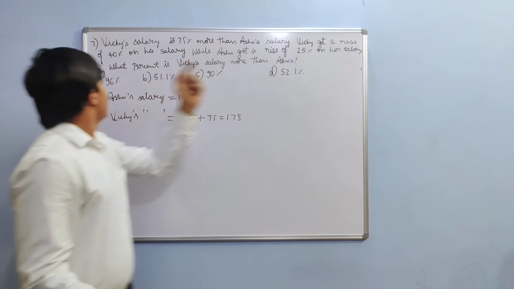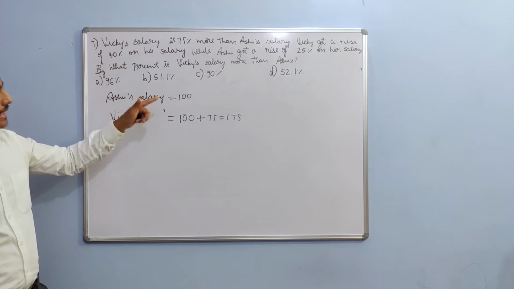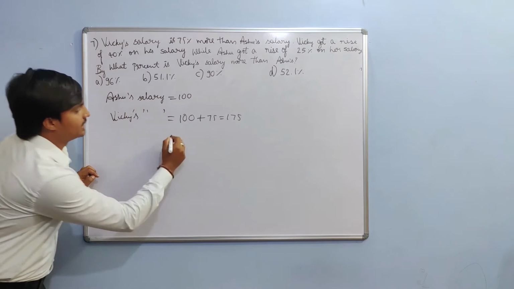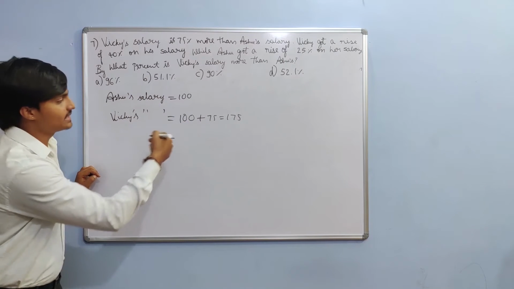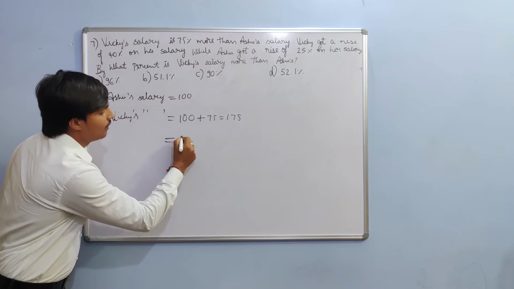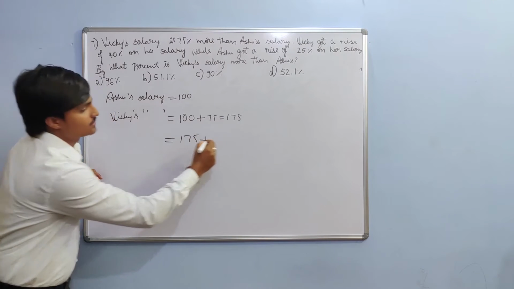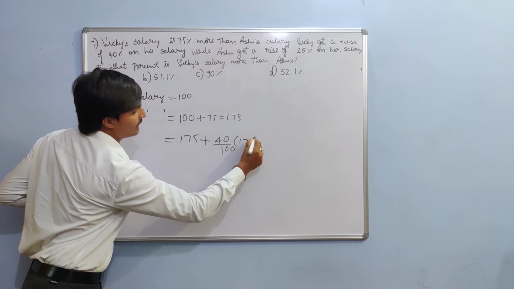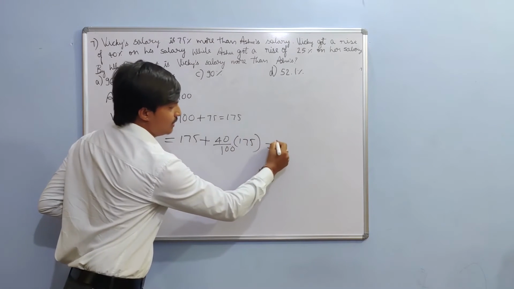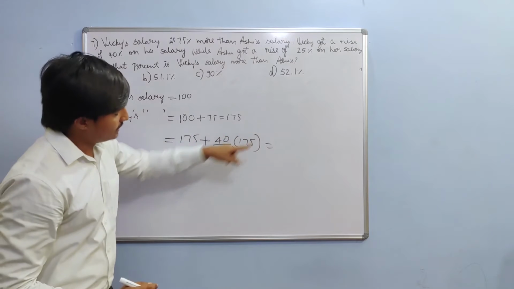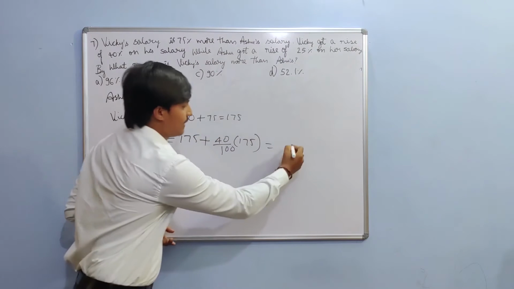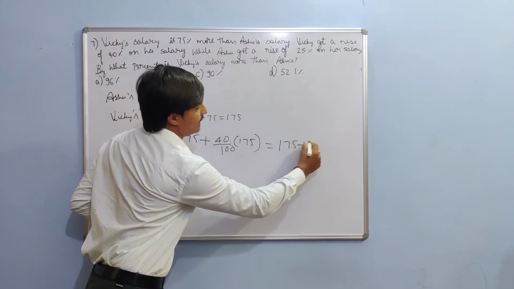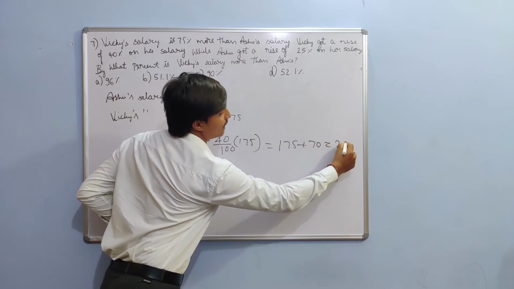Now Vicky got a rise of 40% on his salary. So 40% hike means his salary will now become 175 plus 40% of 175. So 175, this part will be equal to 70. So 175 plus 70, which is equal to 245.